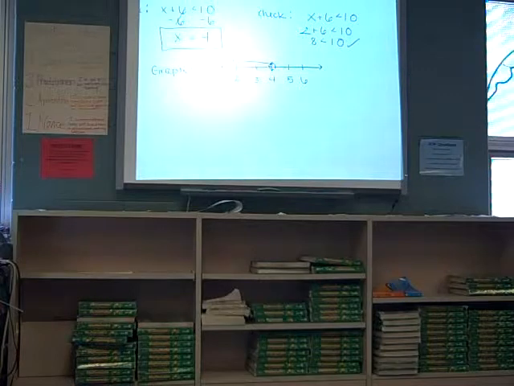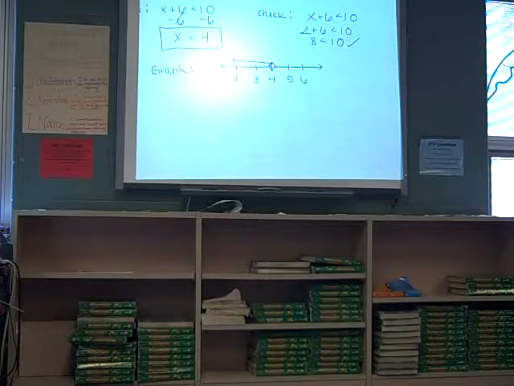Always find your variable. When you have an inequality, find your variable. Figure out if it's bigger than or smaller than, and whatever the variable is, that's the way your arrow points. Okay? Let's try another one, shall we?